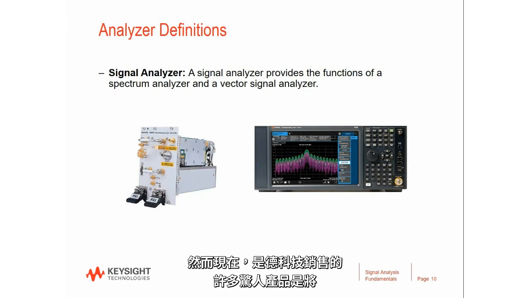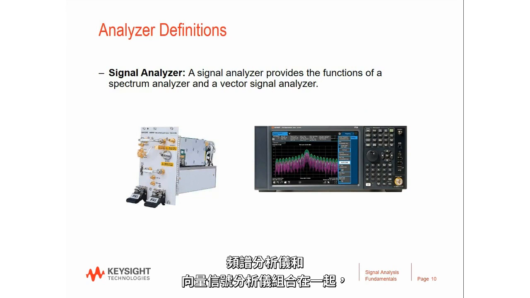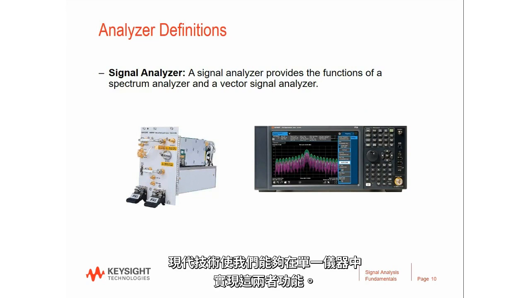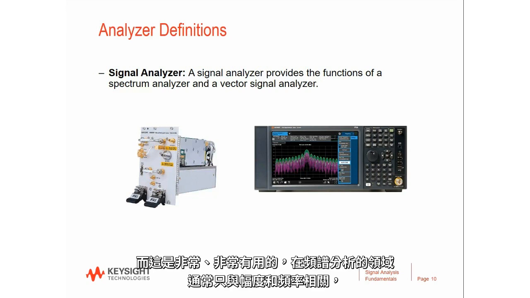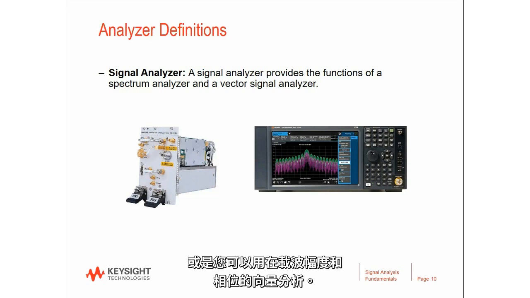But these days, an awful lot of products that Keysight sells are the combination of a spectrum analyzer and a vector signal analyzer in the same box. Modern technology allows us to implement both sorts of functionality in a single instrument. That's very, very useful. You can be in a spectrum analyzer domain, which is typically magnitude only versus frequency, or you can be doing vector analysis, which is both magnitude and phase of a carrier.